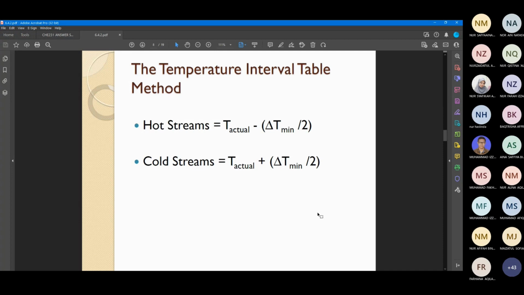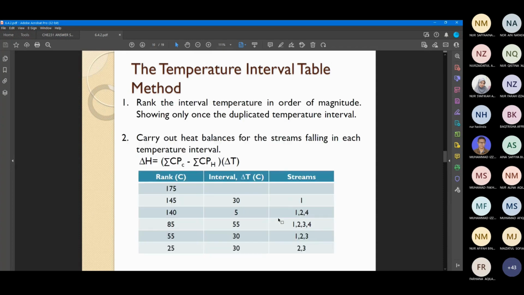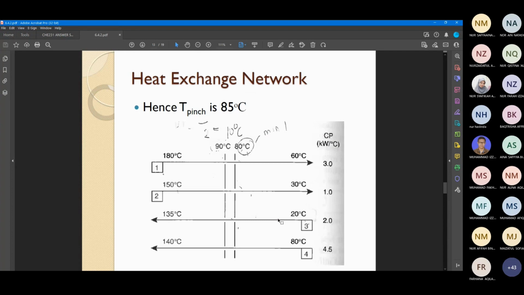So there are many methods to do that. We just want to use a very simple method. If you were to use a certain method, then there are different calculations involved. Then I'll show you the heat exchanger network a little bit.